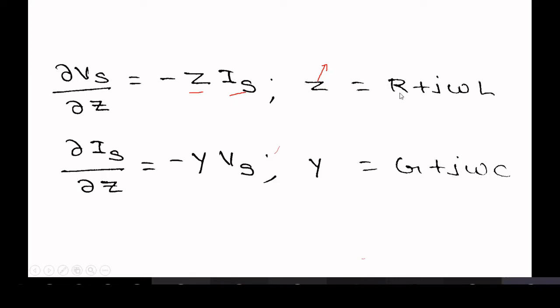Here R is the resistance per unit length, L is the inductance per unit length, G is the conductance per unit length, C is called capacitance per unit length. So the above equations we can write in this way. Now we will differentiate this with respect to Z, and we will see what we are getting. The same equations we can express in terms of impedance and in terms of admittance.